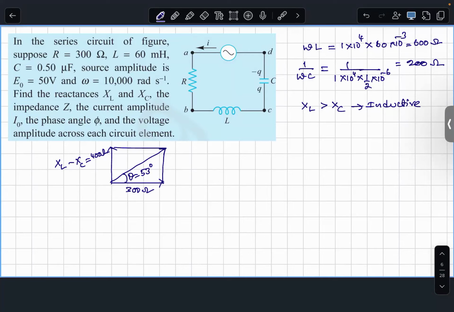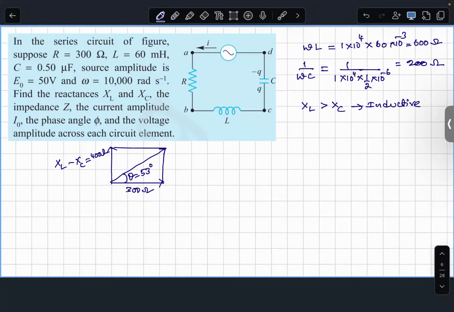Any doubt till this point? So what is the conclusion that you can make? Conclusion.